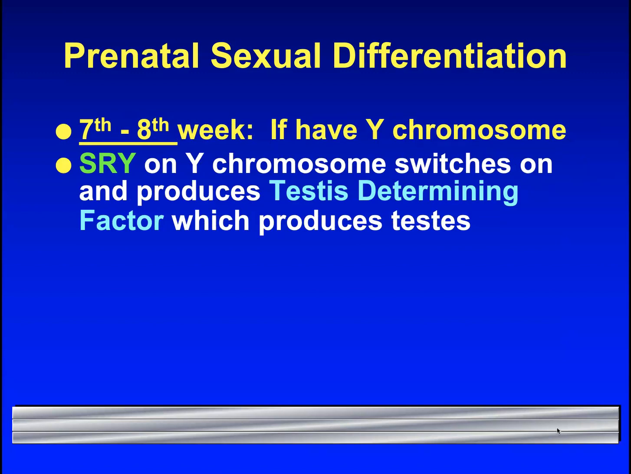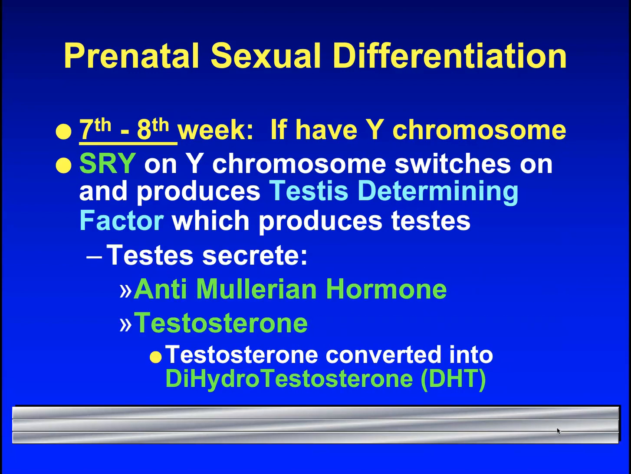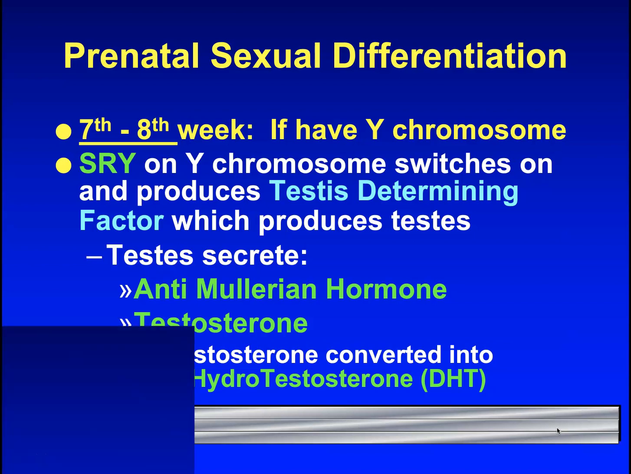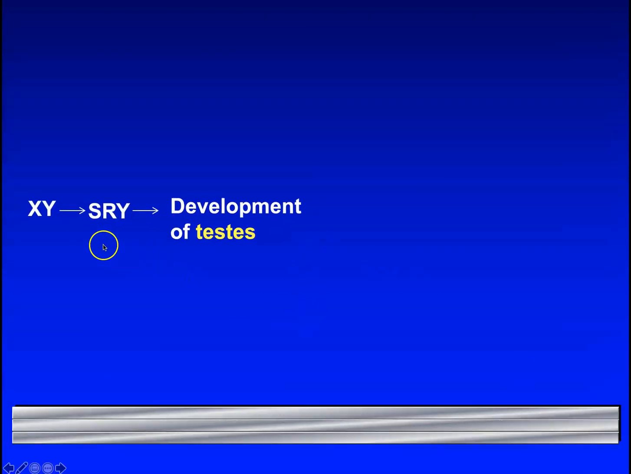if you have a Y chromosome, there's something called the sex determining region of the Y chromosome. And it switches on, and it makes testes determining factor, and they make testes. And then testes make 3 hormones: testosterone, and then some of the testosterone is converted into dihydrotestosterone, and you also make anti-Mullerian hormone. If you have a Y chromosome, you don't need a uterus, you don't need fallopian tubes, shut that down. So it looks like this. You have Y chromosome, sex determining region of the Y chromosome is going to make the testes develop.